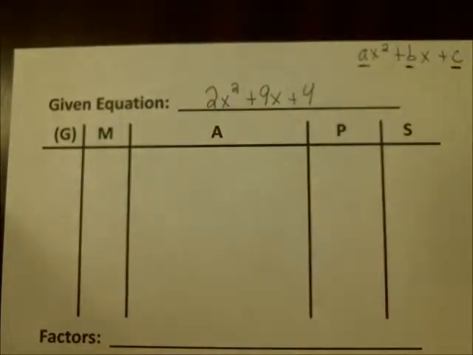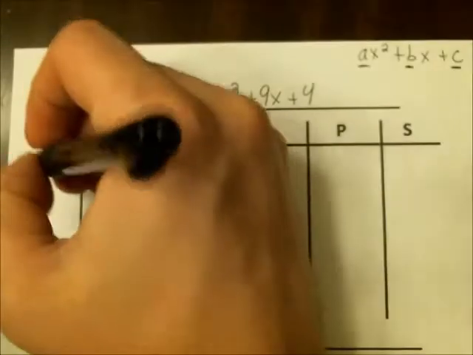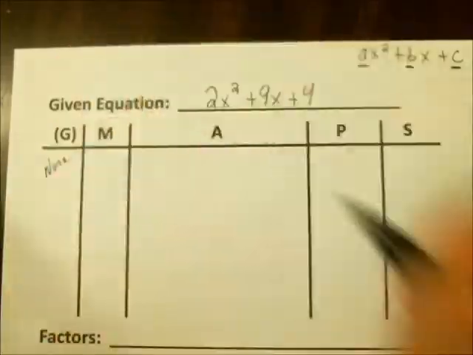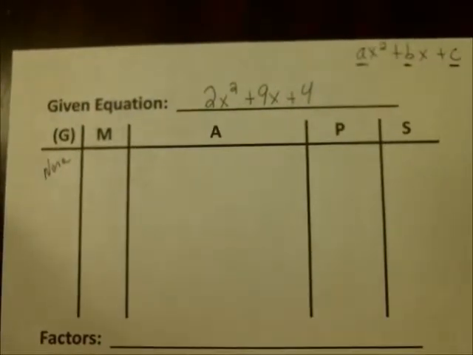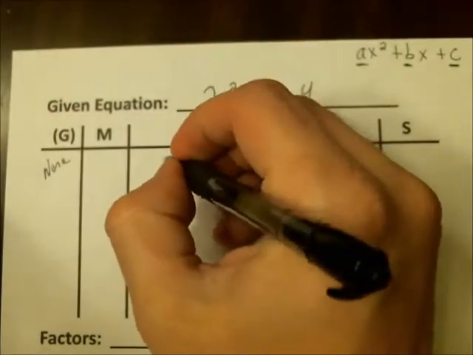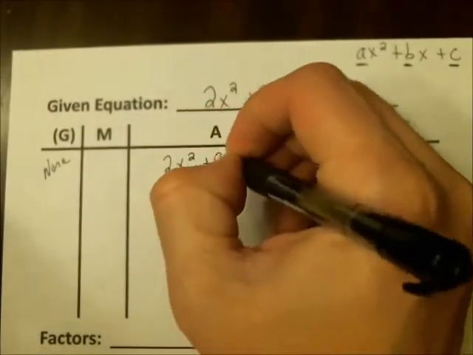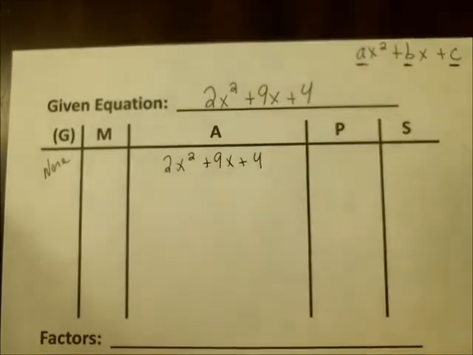Oh, okay, so hopefully you didn't have any. There was none. There wasn't a GCF. There was none. So now, I write down my equation. 2x squared plus 9x plus 4.